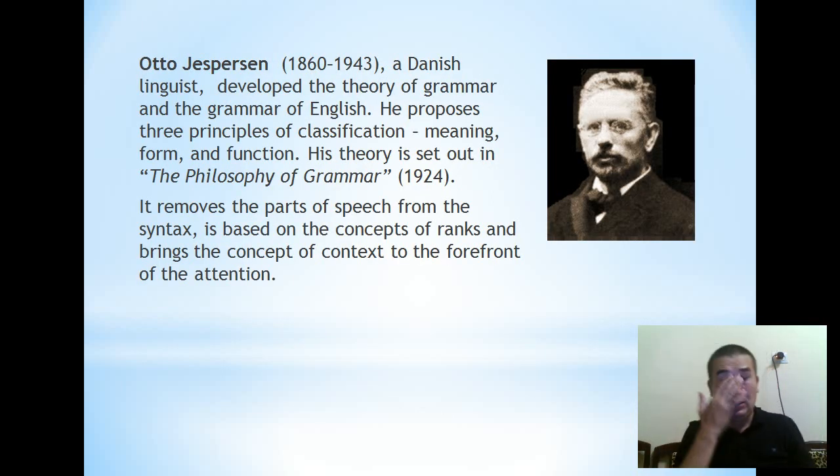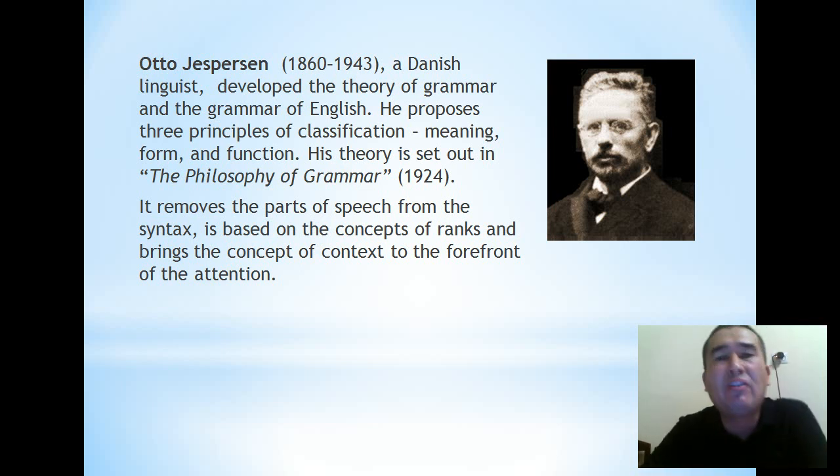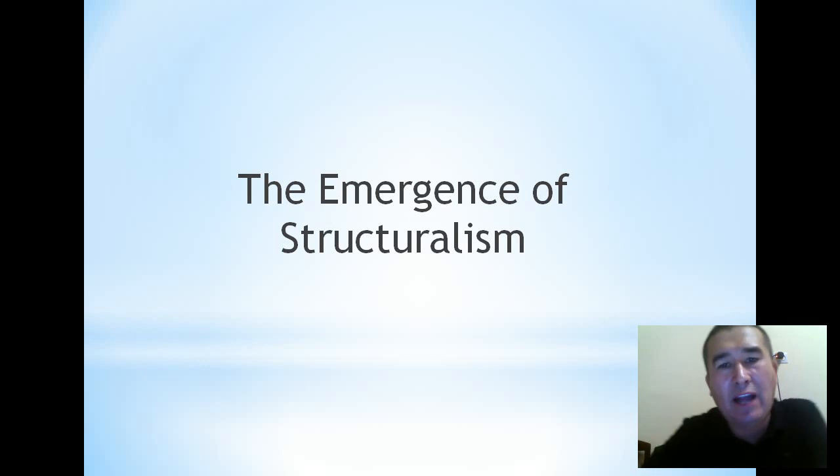Let's see another eminent scholar, Otto Jespersen, a Danish linguist, who developed the theory of grammar and the grammar of English. He proposed three principles of classification: meaning, form, and function. His theory is set out in The Philosophy of Grammar. It removes the parts of speech from the syntax, is based on the concept of ranks, and brings the concept of context to the forefront of attention. So he puts forward the context as the main form of grammatical unit, maybe.